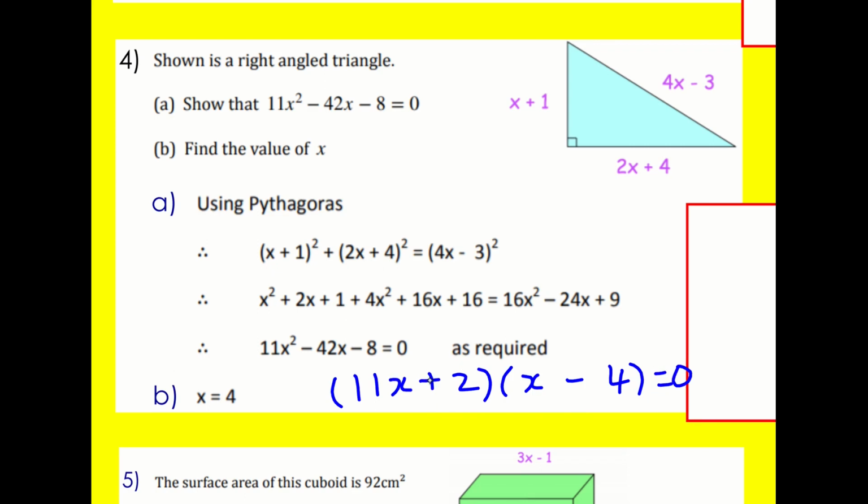And then you see that x could be minus 2 over 11, but we reject that, or the 4 in the question. And that one's okay. You could be asked for the perimeter and so forth. So actually what we end up with is a 5, 12, 13 triangle. This is a Pythagorean triple, 5, 12, 13.